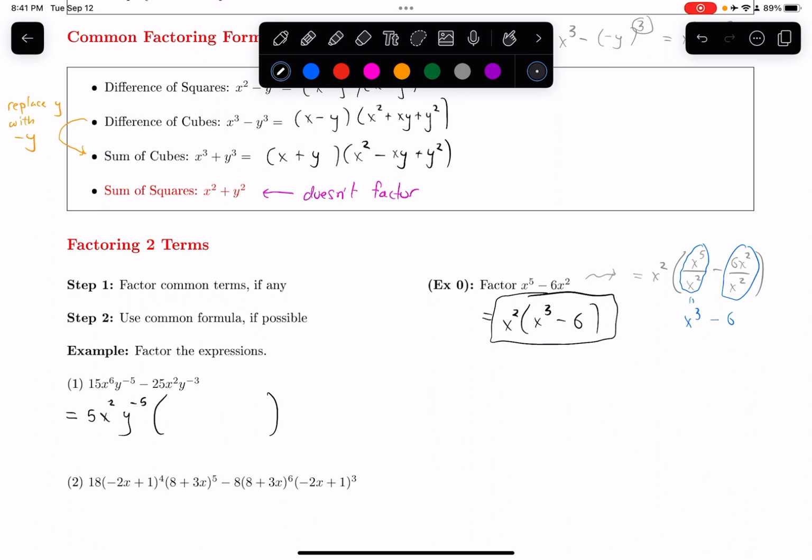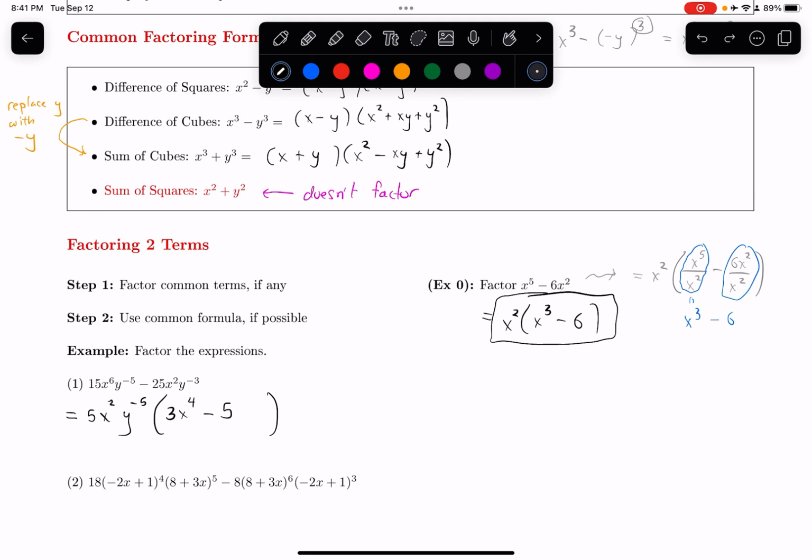For the leftovers, if I take a 5 out of 15, I'm left with 3. If I took out 2 x's, I'm left with 4 of them, and I took out all of these y terms, so there are no y's left over. That one wasn't too bad. The next one is a bit trickier. If I factor out a 5 from the negative 25, I'm left with minus 5. I took out all the x's, so there's none of them. But what am I going to have with y?